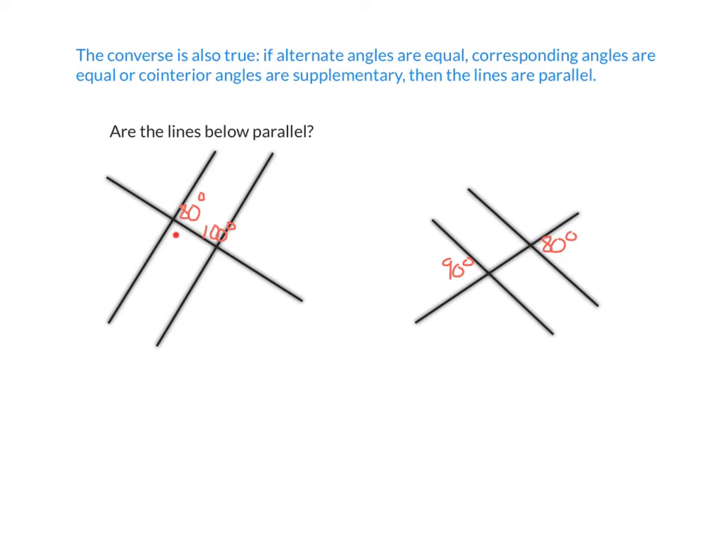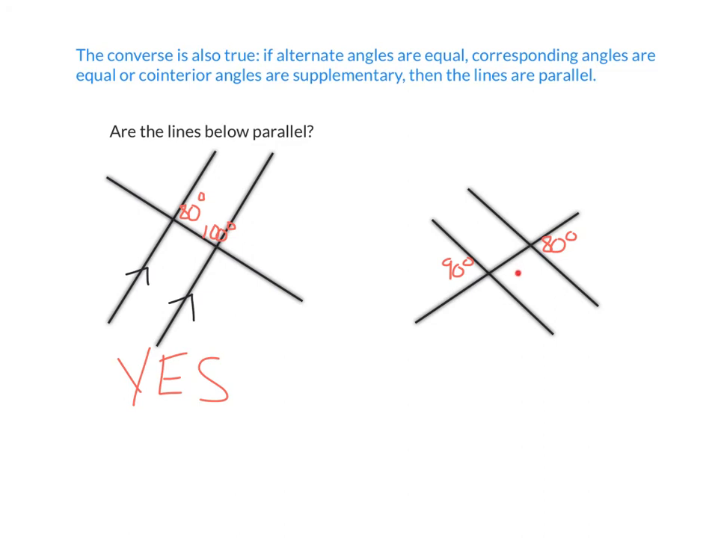So looking at this diagram here, we're asked are the lines parallel. We can't just look at these two lines and say, oh yeah, they look parallel. We need a reason. So these two angles are co-interior, and 80 plus 100 is 180. Here we have two co-interior angles. They are supplementary. They add to 180. So therefore the answer is yes. These two lines are parallel because co-interior angles add to 180 degrees.